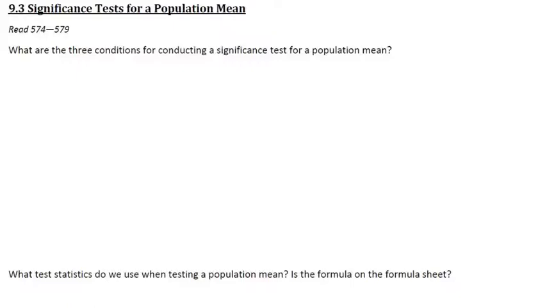So last section in 9.2, we did significance tests for a population proportion. In 9.3, we're going to do similar stuff. We're still going to make inferences and do some significance testing, but it's going to be for a population mean, mu.